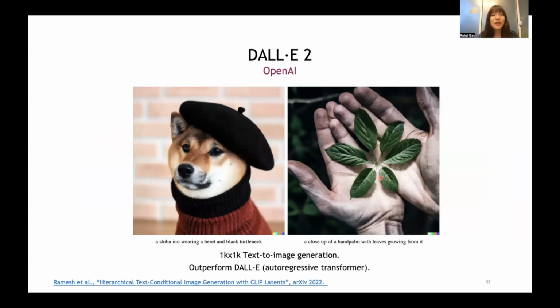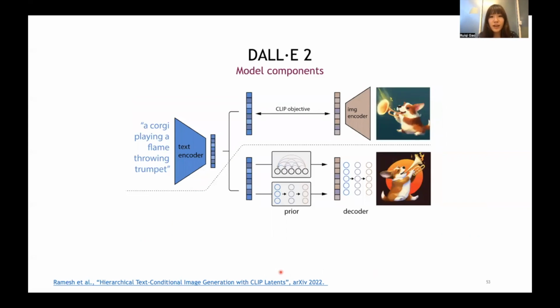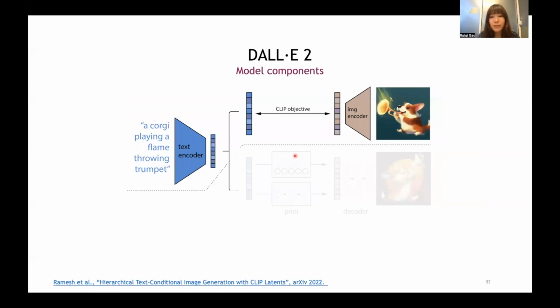And later on, DALL-E 2 further scaled up the GLIDE model to support 1K by 1K text-to-image generation. DALL-E 2 has been shown to outperform the first version of 1K by 1K text-to-image generation by OpenAI, which is DALL-E, an autoregressive transformer-based model. In terms of the model components of DALL-E 2, it's built upon a pre-trained CLIP model. More specifically, a CLIP model is first pre-trained, and the image embedding and text embedding are taken from this pre-trained CLIP model and frozen.